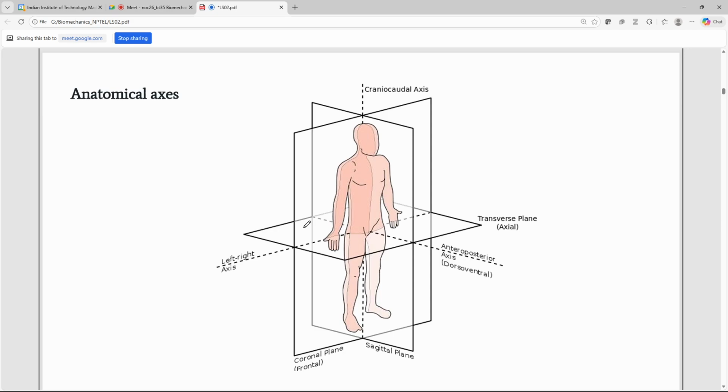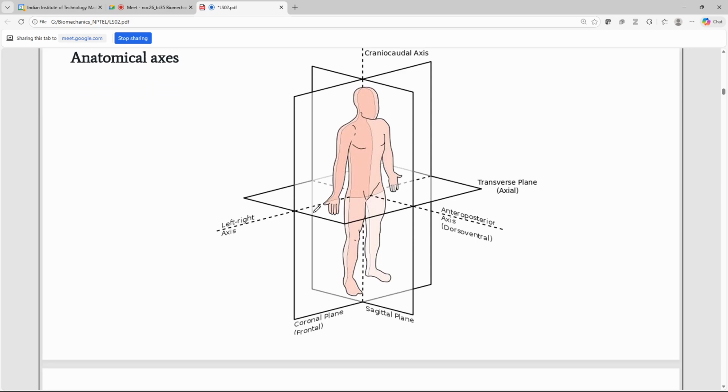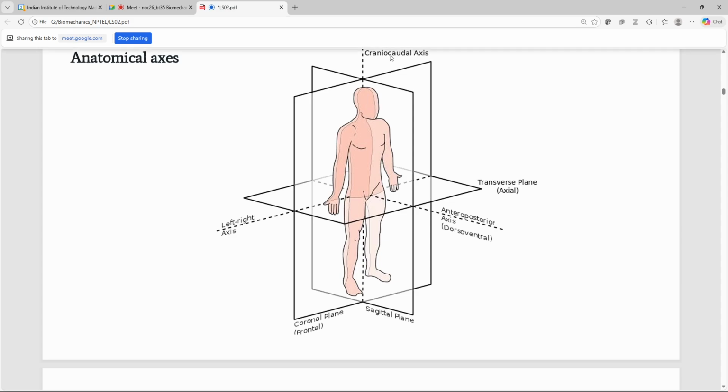Then if we are constructing these planes, suppose I take one sagittal plane through the midline of the body, another coronal plane through the center of the body, and a third transverse plane at the center of the body, then these will intersect to create three axes. The line where the sagittal plane and coronal plane meet is known as the craniocaudal axis.